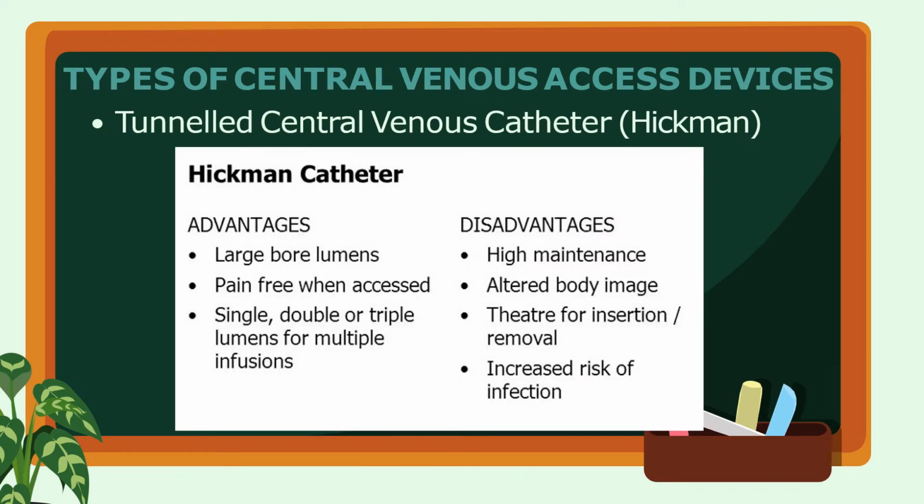So these are the advantages and the disadvantages of using Hickman catheter. For the advantages, it has large bore lumens. It is pain-free when accessed. It has single, double, or triple lumens for multiple infusions or for medication administration. The disadvantages include high maintenance. It can alter body image. It requires theater for insertion and removal, and it increases risk of infection.